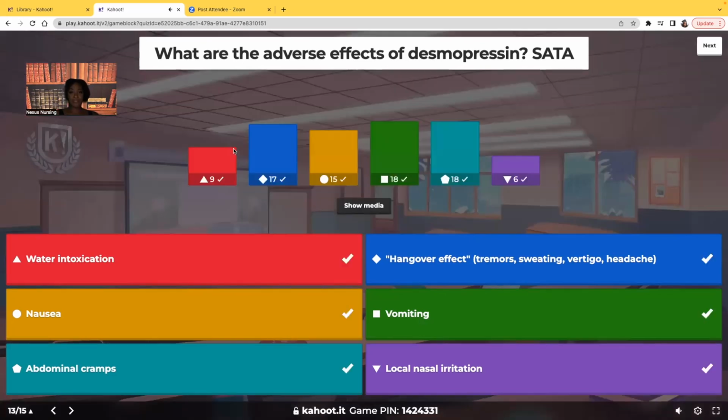All of them. All of these are adverse effects of desmopressin that you guys have to be aware of. Remember, when we're talking about desmopressin, what do we really talk about? Antidiuretic hormone. It's making you hold on to all your fluids. The patient can have water intoxication. That can cause a hangover effect where the patient will display tremor, sweating, vertigo, headache, nausea, vomiting. They can have abdominal cramps and local nasal irritation.